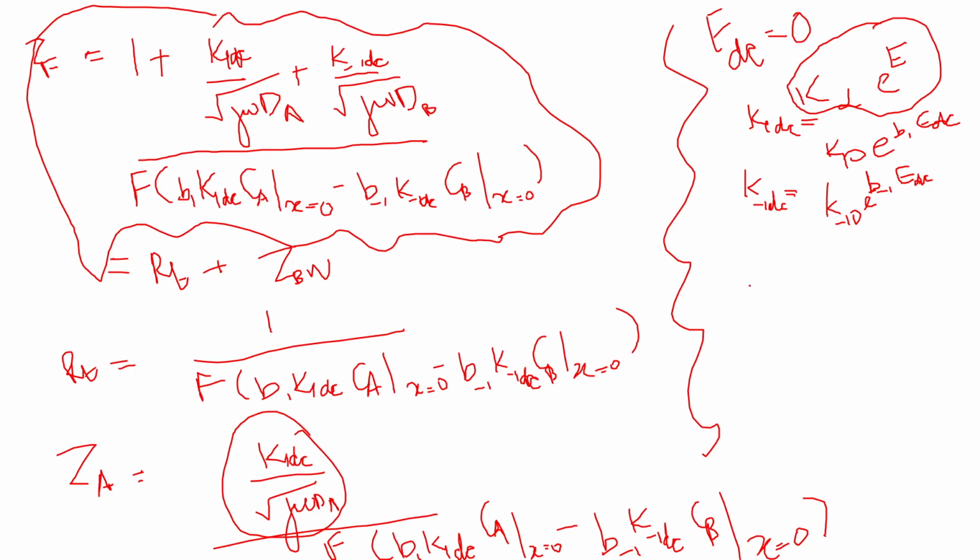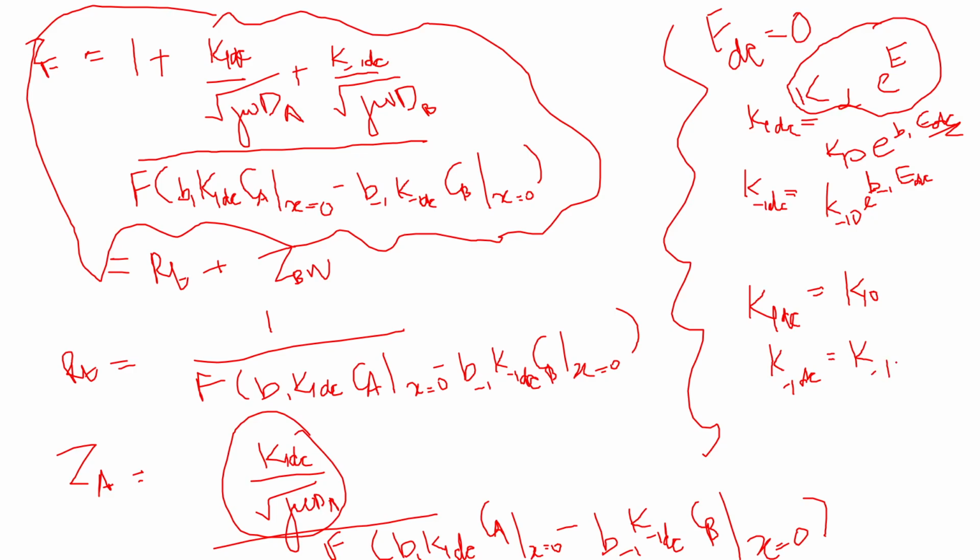So what is k1 at EDC? Now at least someone tell me what is k1 at EDC? K1 at EDC will be nothing but k1 naught, because k1 naught e to the power b1 EDC, EDC is 0. So this entire term becomes 1. So this one will be k1 naught, right? So for that question 11, I think you will have to use this substitution. K minus 1 at EDC will be k minus 1 naught.